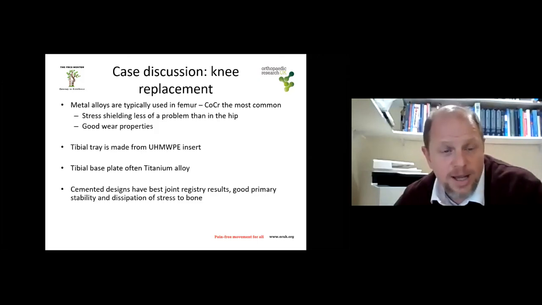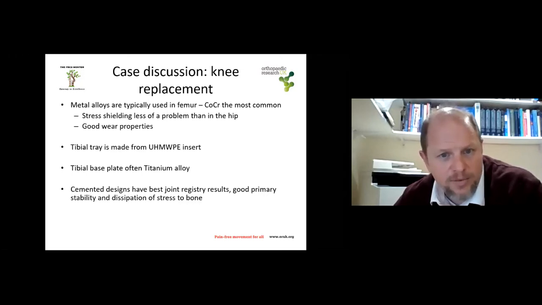So most knee replacements actually use cobalt chrome for the distal femur, for coating the distal femur. And the reason for that is that it actually isn't such a worry about stress shielding right down there like it would be in the proximal part of the femur. And you can really polish cobalt chrome so that you can get great wear properties.